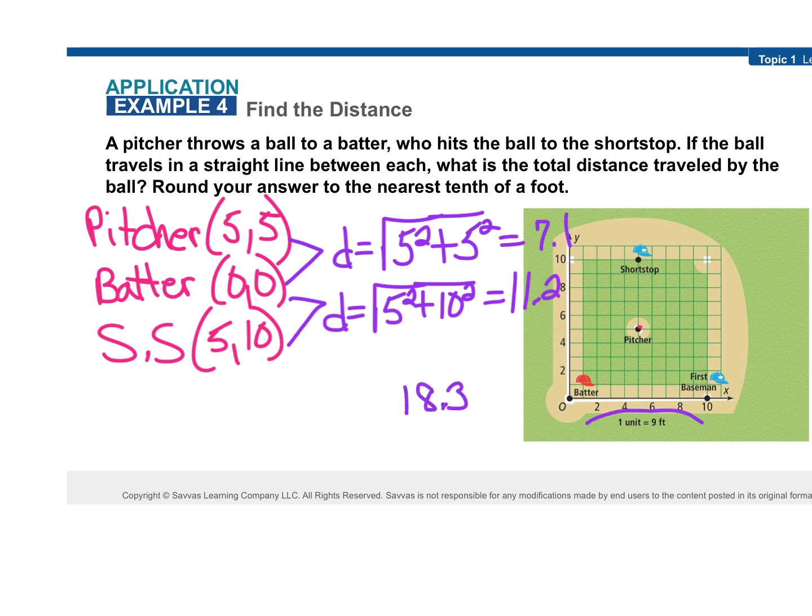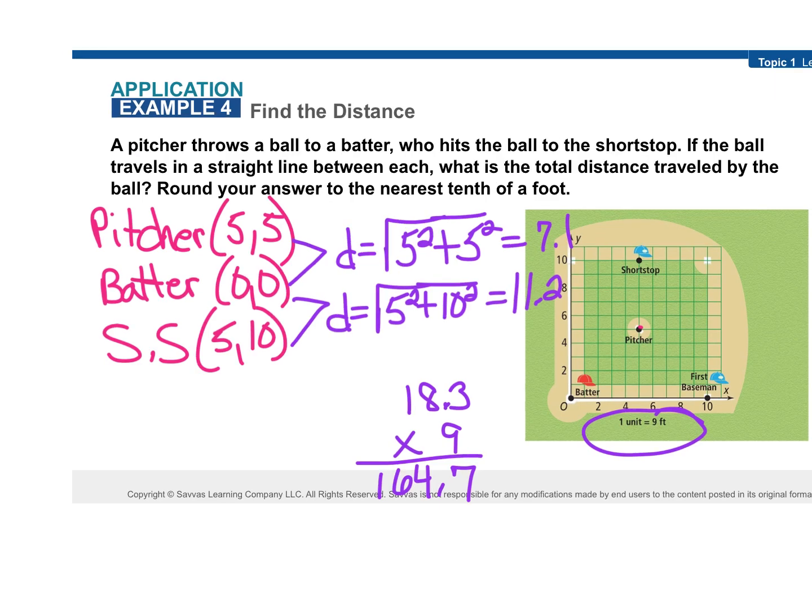And down here it says 1 unit equals 9 feet. So I'm going to multiply that by 9, and I get 164.7. Okay.